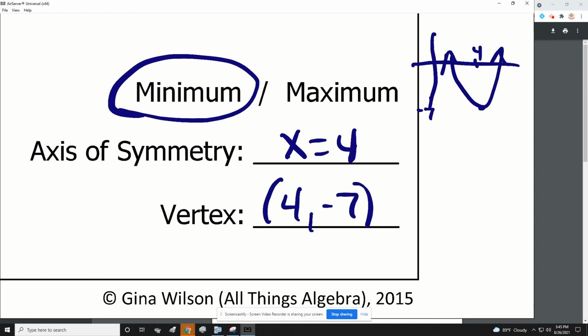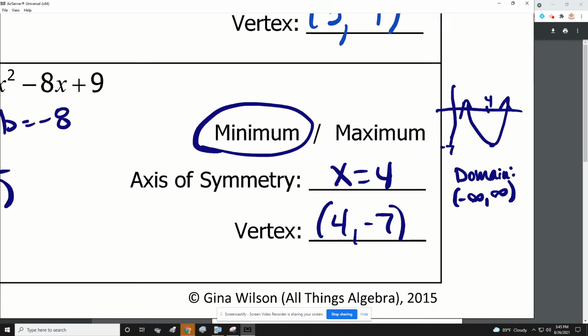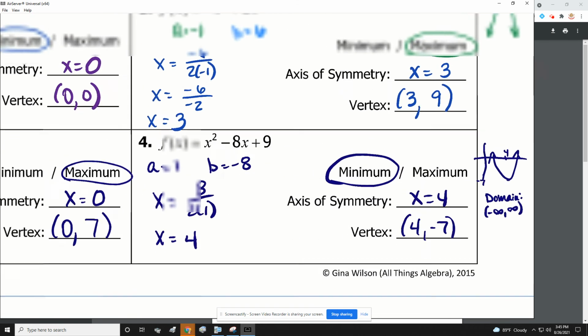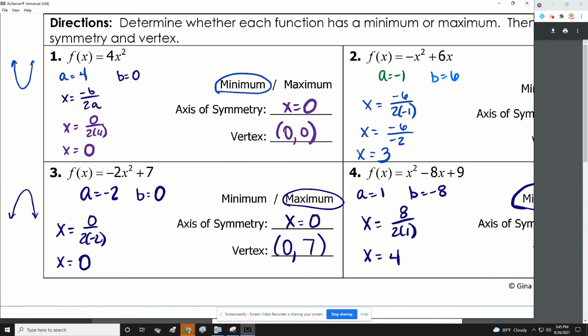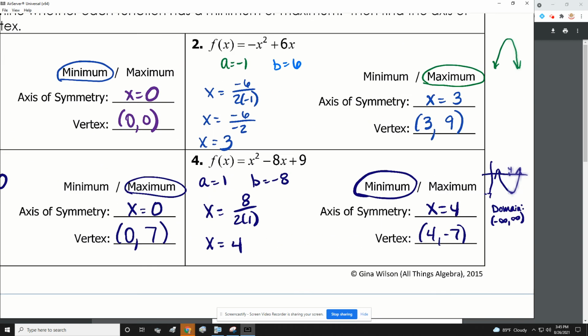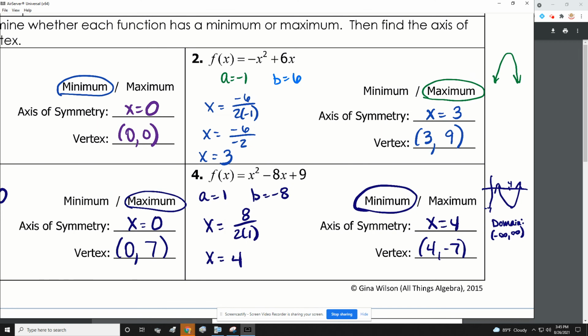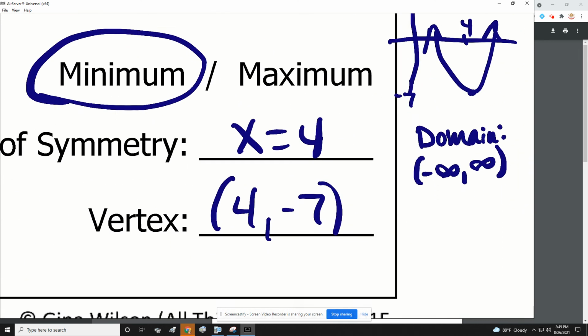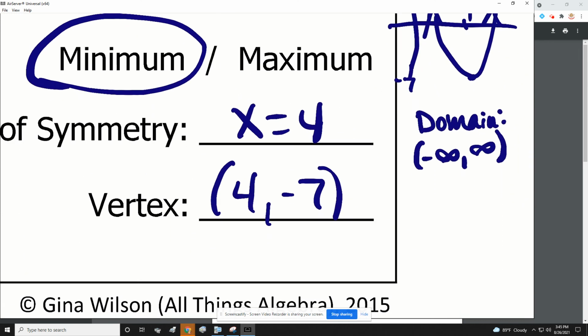So for the domain, we have an arrow going to the left and an arrow going to the right. So that's going to make our domain be all real numbers. In every quadratic equation, the graph is a parabola that has an arrow going to the left and an arrow going to the right. So all of our domains are going to be all real numbers.